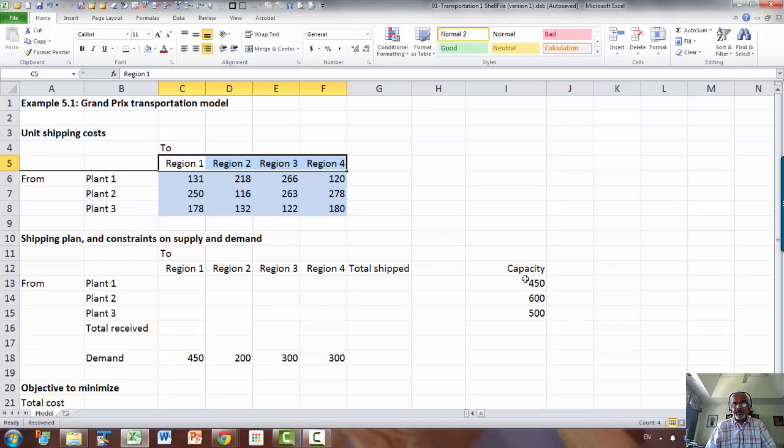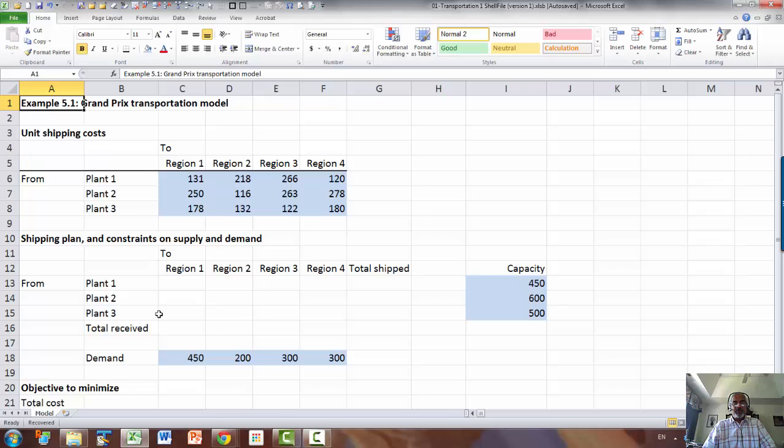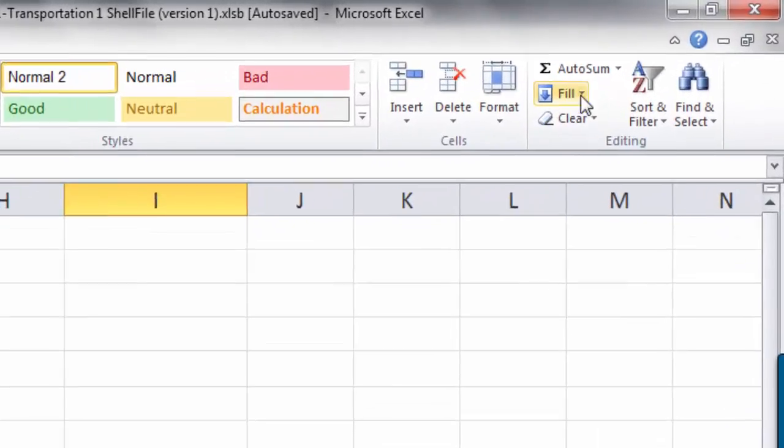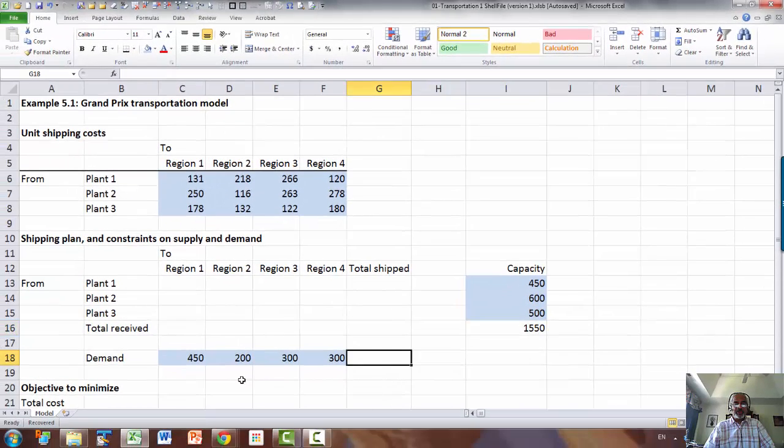Now here these are the capacities of the three plants, and these are the demands. The first thing we need to do before setting up the model is to make sure that we have sufficient capacity to meet the demand. So if you sum the capacities, that's the total capacity available, and if you sum the total demand, go auto sum.